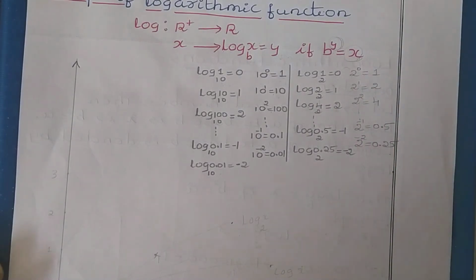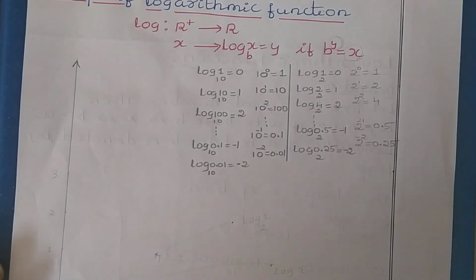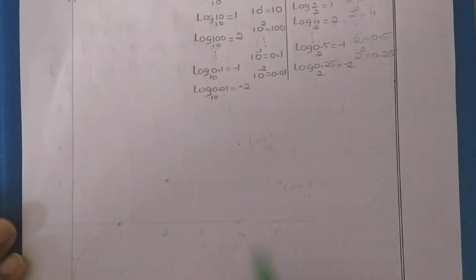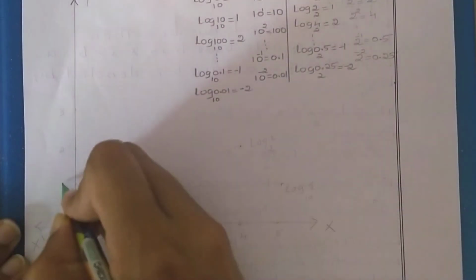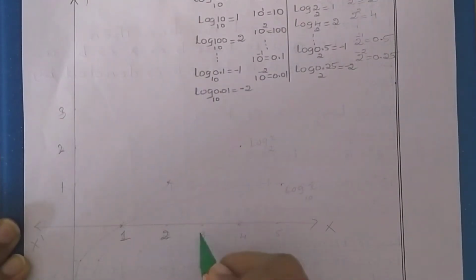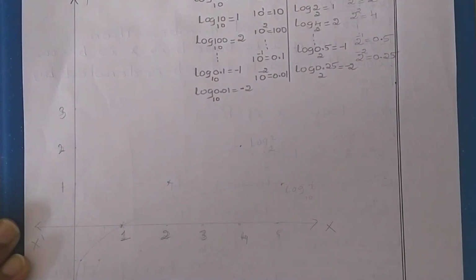Now let us plot these values on the graph. See, first here I have taken x and y coordinates. So let us name these as x and x dash, then here we have y and y dash. Here I am taking 1, 2, 3, some numbers. Similarly here we have 1, 2, 3, 4, 5, some numbers.